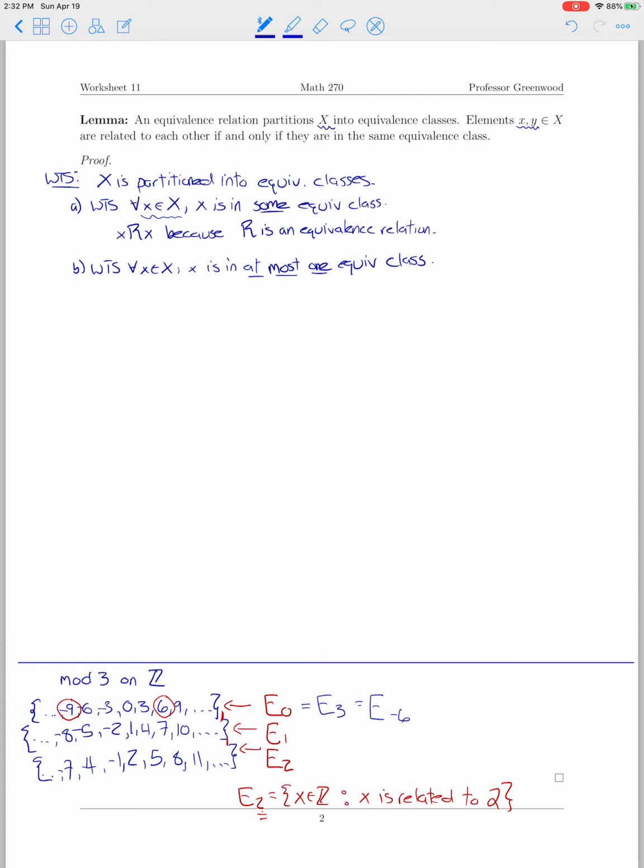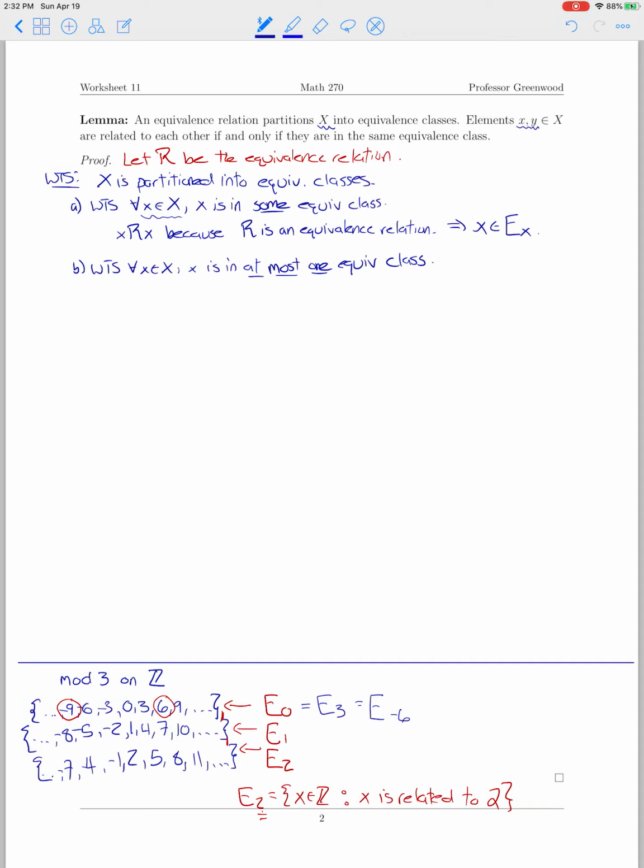And so here I actually should backtrack for a second and say at the beginning, we're going to be calling R our equivalence relation. So let's let R be the equivalence relation. Okay, so now that this is an equivalence relation, we know that x is related to x, and so that implies by definition that x is in E sub x. And so now we've found an equivalence class where x belongs.